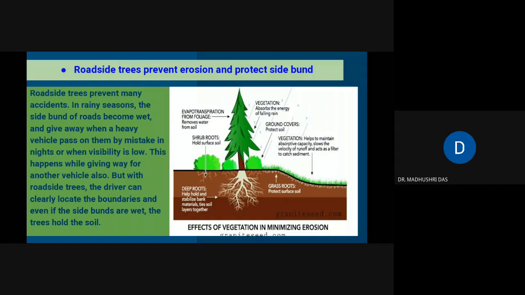Deep roots of trees help to hold and stabilize bank material, which ties soil layers together and prevents side burns. So road accidents are avoided during the rainy season. Besides this, it prevents soil runoff and conserves soil from getting eroded, and the nitrogen fixing bacteria associated inside the roots maintain the nitrogen level in the environment.